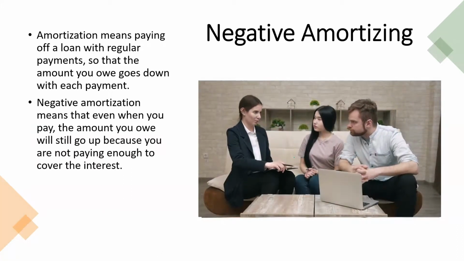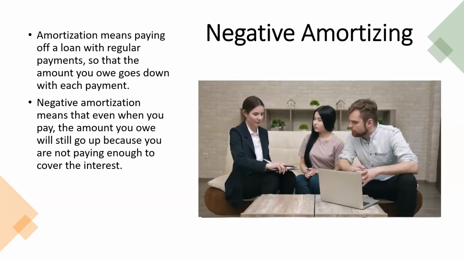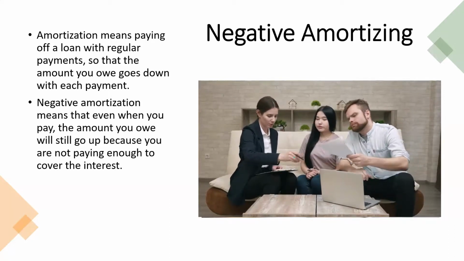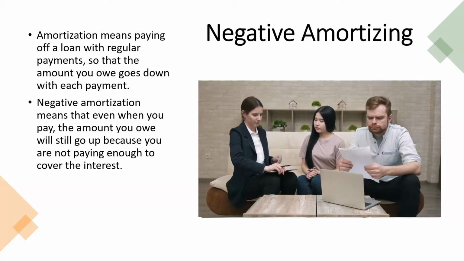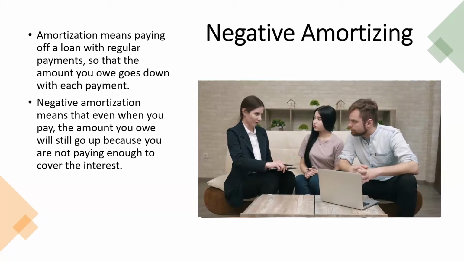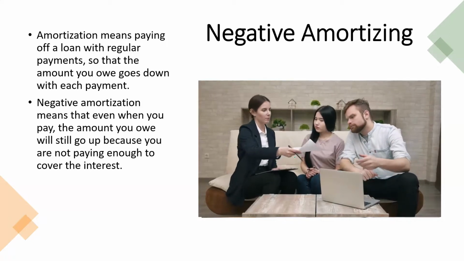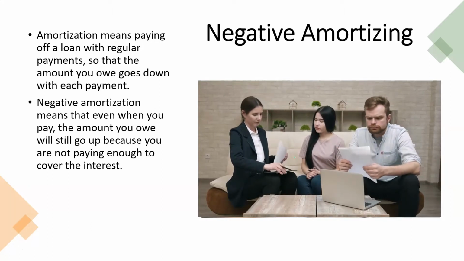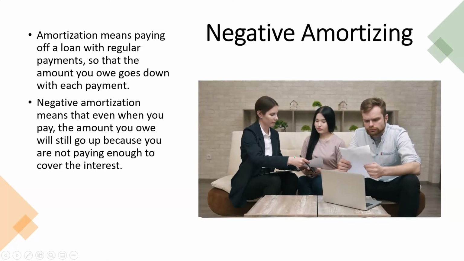Negative amortization means that even when you pay, the amount you owe will still go up because you're not paying enough to cover the interest. So negative amortization would be the situation where interest has accrued, you're making payments, but you're not even making enough to cover the interest, let alone the principal. That's going to result in the loan balance actually going up each period, even though you're making a payment each period.